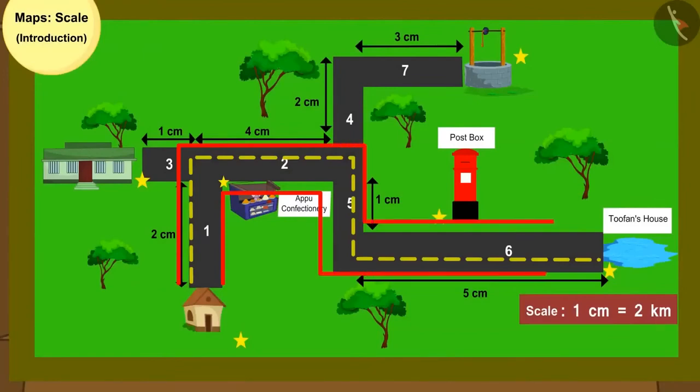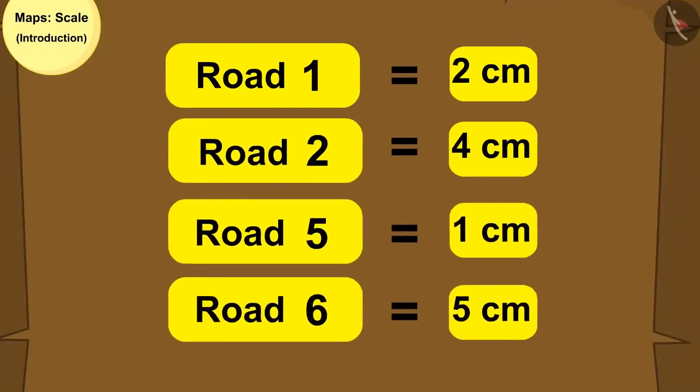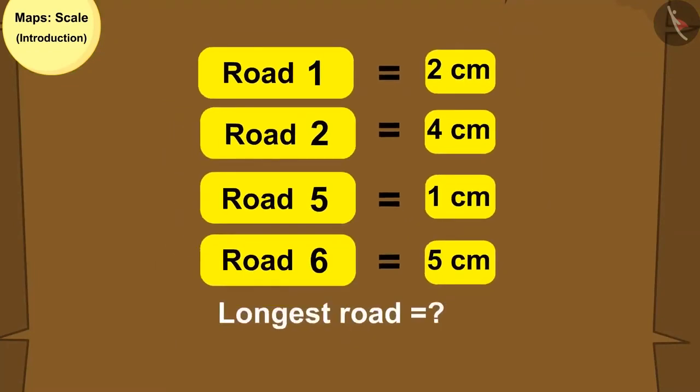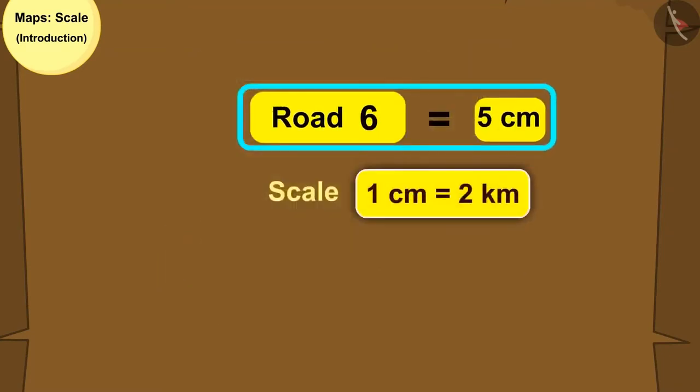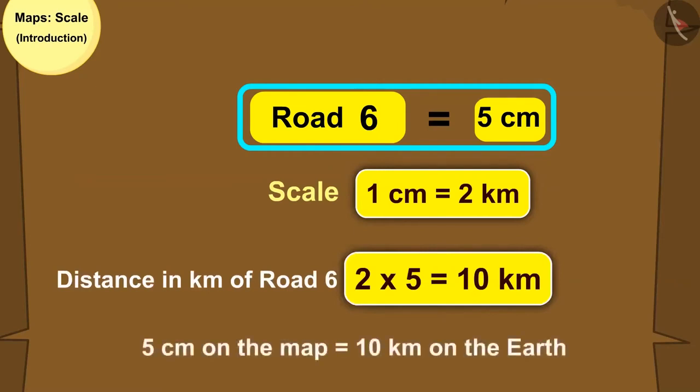Here the distances of all the roads coming in the way of Golu are shown in centimeter. Now, can you identify the longest road on the way? Now use the scale to tell the distance in kilometer of the longest road. You can pause the video and find the answer. Yes, your answer is absolutely correct. Road number 6 is the longest road and its distance is 10 kilometer.